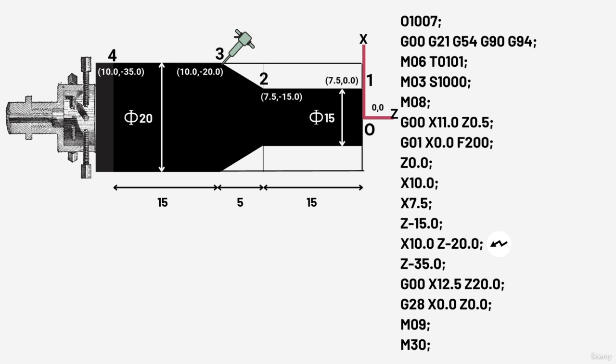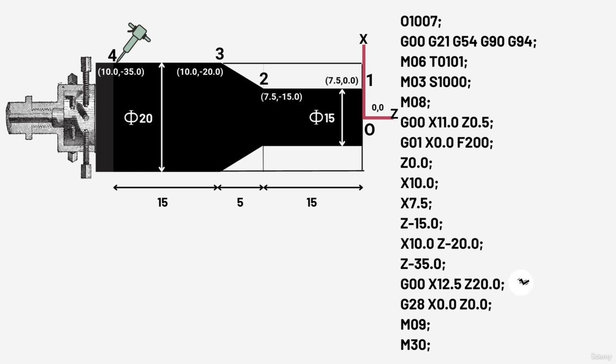So we basically need to propagate from the x 7.5 mm position to the x 10.0 position. For this we shall use the code X10.0 Z minus 20.0. Now the tool is in its final span, so we will simply write Z minus 35 to finish the operation.